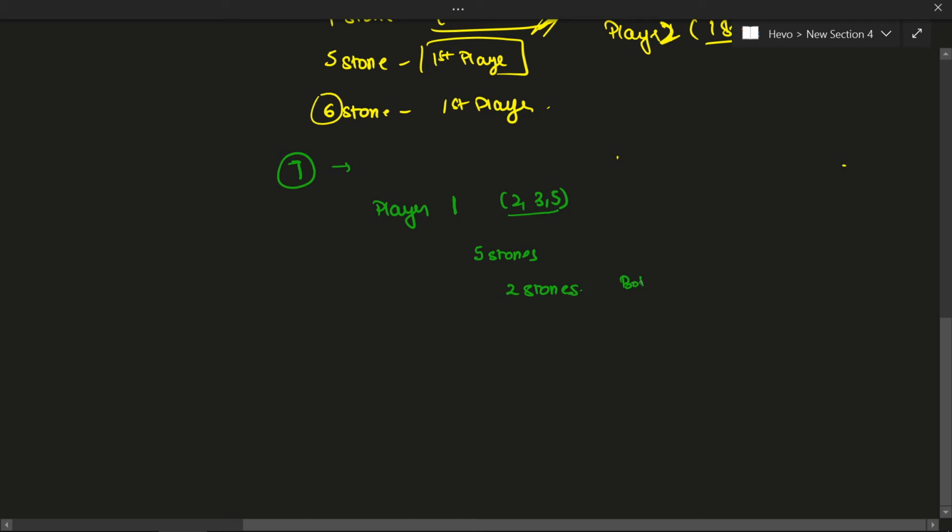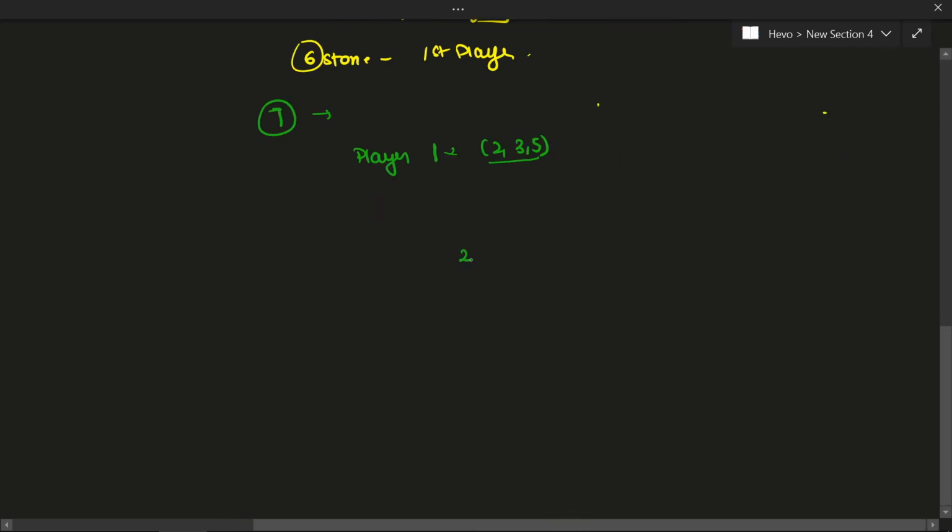Two stones are remaining. Bob will remove two stones, and player one will lose the game. So we do not want that, right? What is behind this question is that if there is a certain move which is possible such that player one can win the game, player one will play that. For example, now if I remove two here, we'll be left with five. Again, Bob can remove the five stones from the given pile, and he will be declared the winner.